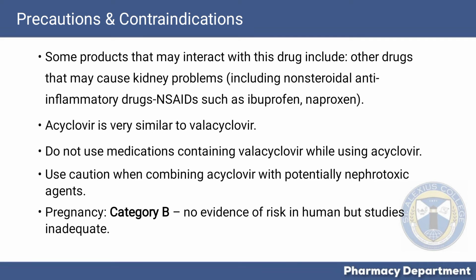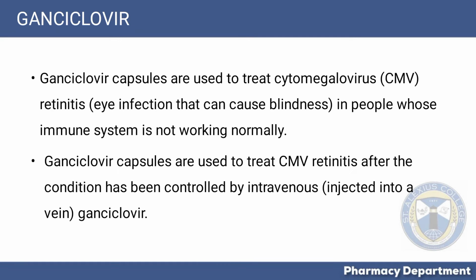So, for precautions and contraindications, some products that may interact with this drug include other drugs that may cause kidney problems, including NSAIDs such as ibuprofen and naproxen. Because acyclovir is very similar to valacyclovir, do not use medications containing valacyclovir while using acyclovir. Use caution when combining acyclovir with potentially nephrotoxic agents. For pregnancy, it is category B, or no evidence of risk in humans but studies are inadequate.